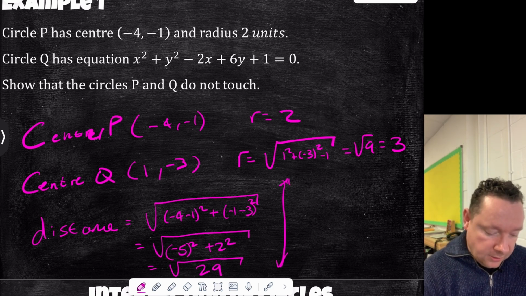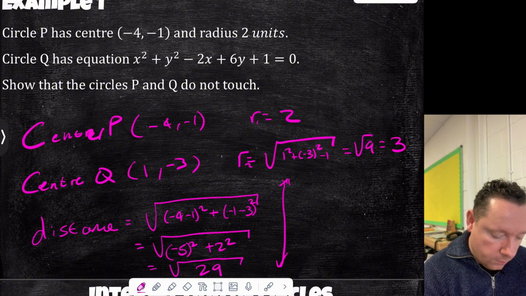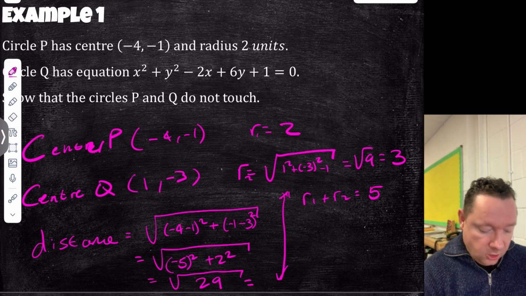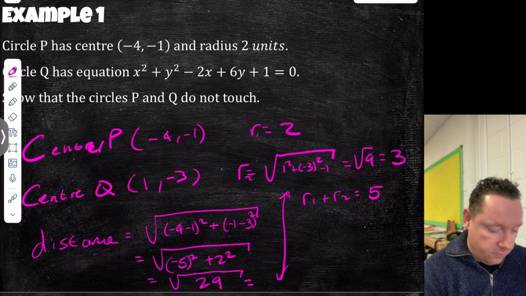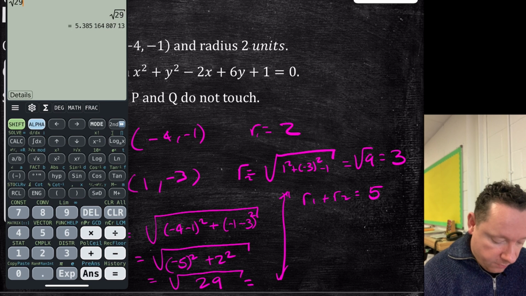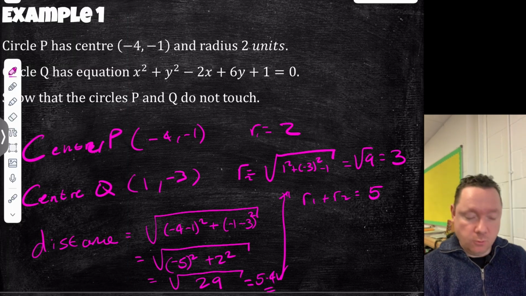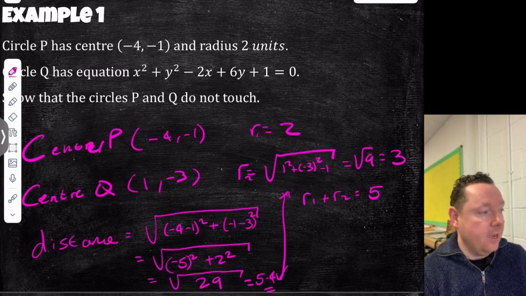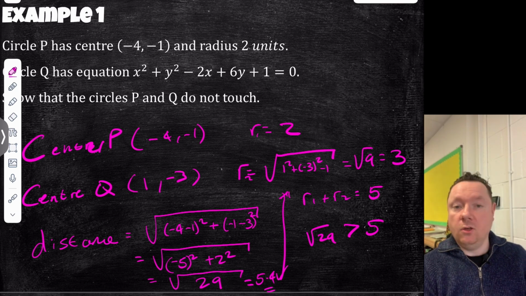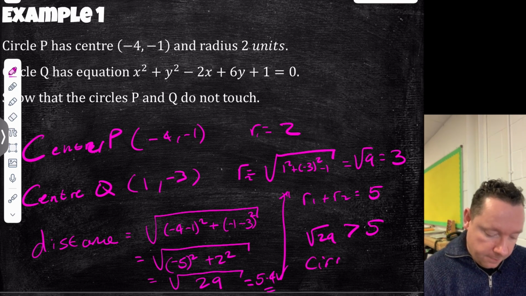So if we add the radiuses together, let's call that R1 and R2, R1 plus R2 is equal to 5. So what is the square root of 29? We should probably work that out in case you don't know, but 5 fives are 25, 6 sixes are 36, but exactly it is 5.38 or 5.4. So the distance between the centres is bigger than the radiuses added together. So since root 29 is bigger than 5, the circles don't touch. And that's it.